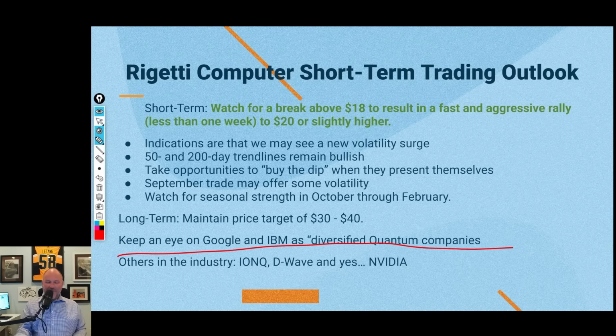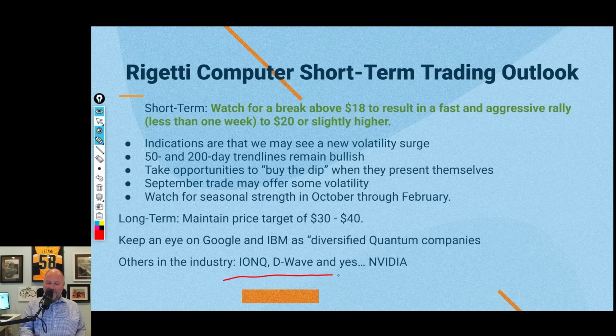Keep an eye on Google and IBM. If you don't want to go into more speculative companies, these are the companies that are sticking out, and NVIDIA's there too, as the large cap diversified approach. Google, or their Alphabet organization, with their Willow chip last year, making great strides in quantum computing. IBM is going to be there as well. And NVIDIA has made it clear they don't want to get left behind on the quantum computing revolution that is coming. It is coming, folks.